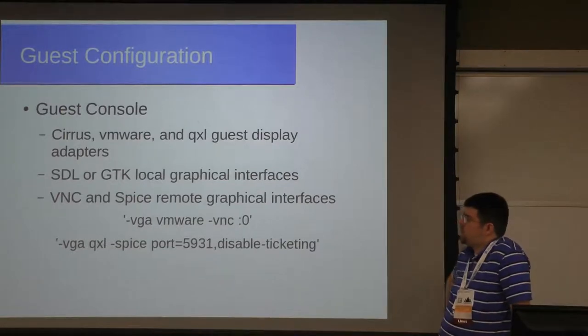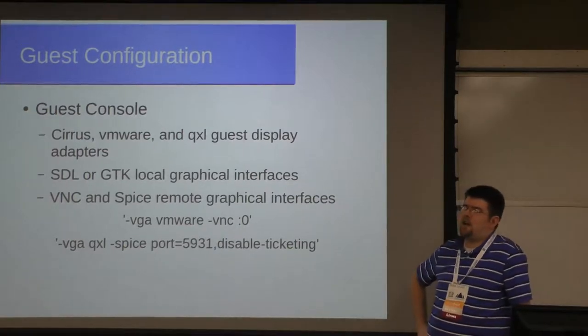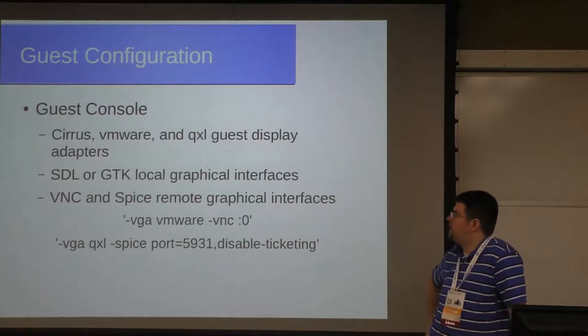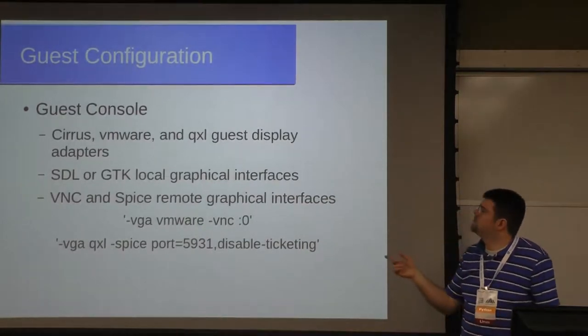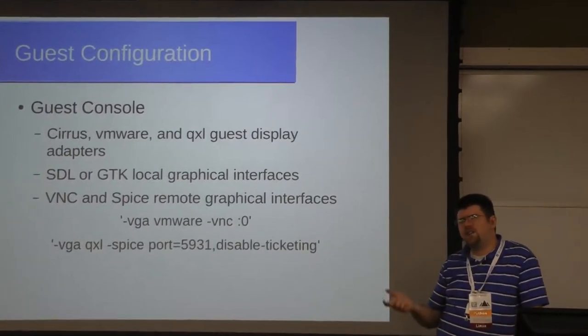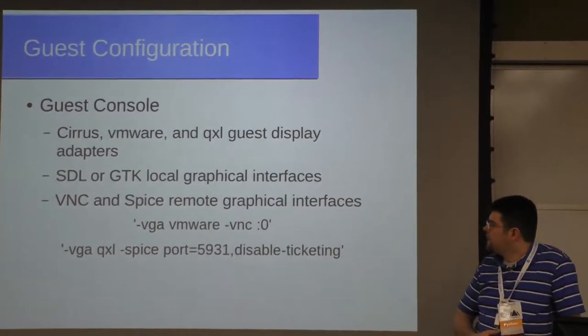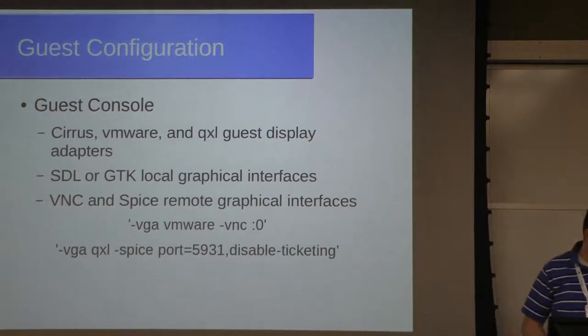But you can also use a remote backend as well. So you can say start up a VNC server and use it for the virtual frame buffer of the guests. There's also SPICE support, which is VNC on drugs, or Red Hat deciding to reinvent the wheel, however you want to take it. So there's some examples of how to invoke it. I use the VNC one a lot myself.